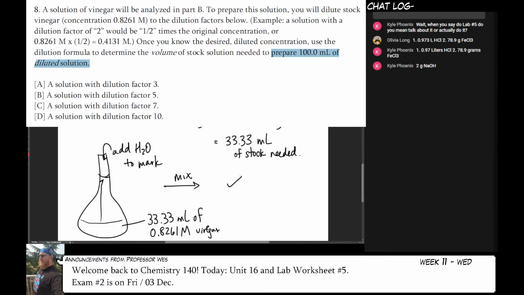Okay, so that's part A of the lab, doing those two tasks: making the solution of sodium hydroxide and making the solution of vinegar. So we're going to take a break.